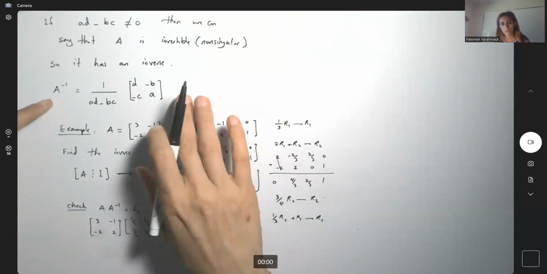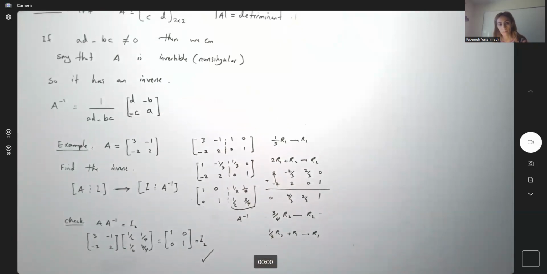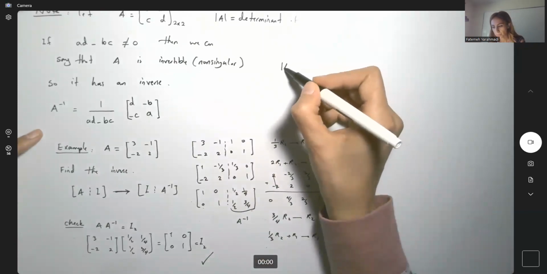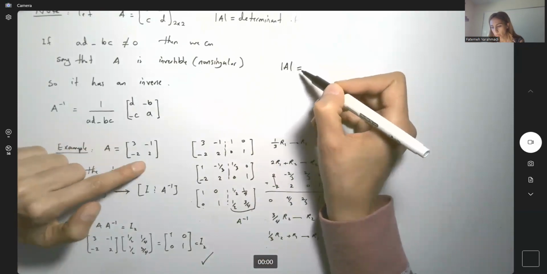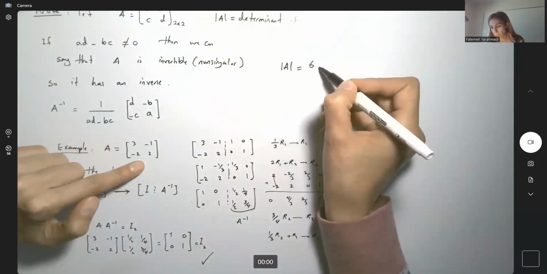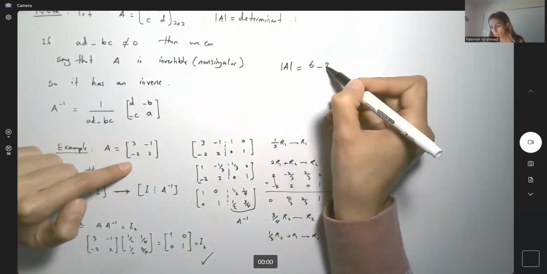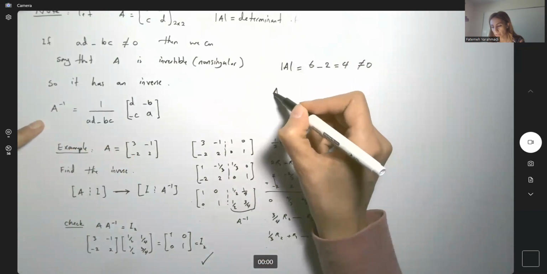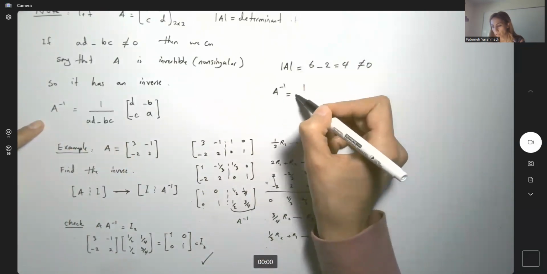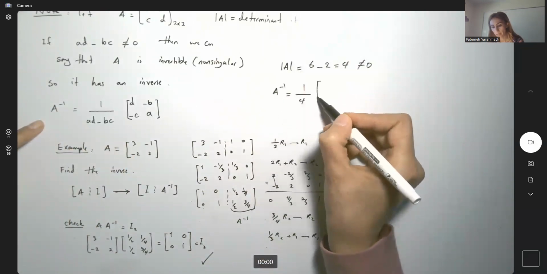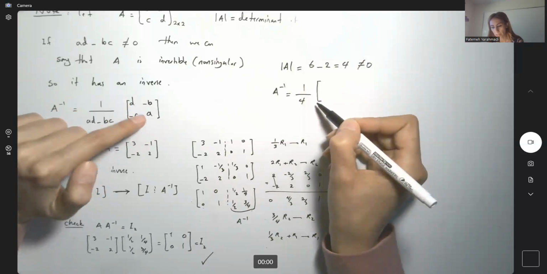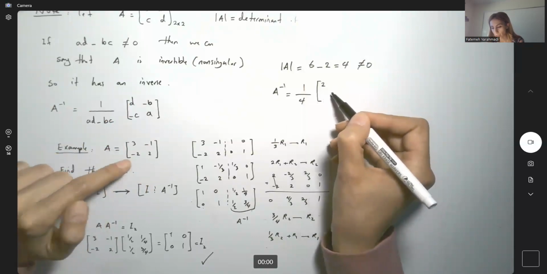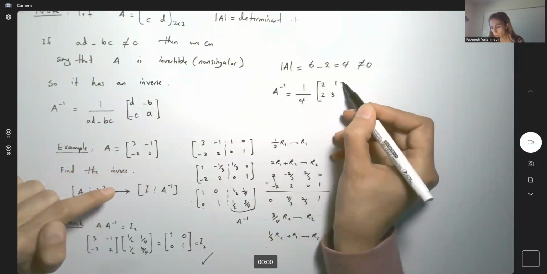But since we learned some new formula, let us apply this new formula. Since you have a 2 by 2 matrix, the determinant of this matrix is equal to 3 times 2, 6, minus 2, which is 4. It is non-zero, so you can form the inverse of the matrix, which is 1/4 times, I'm going to switch the elements on the main diagonal, 2 and 3, and here you get 2 and 1.